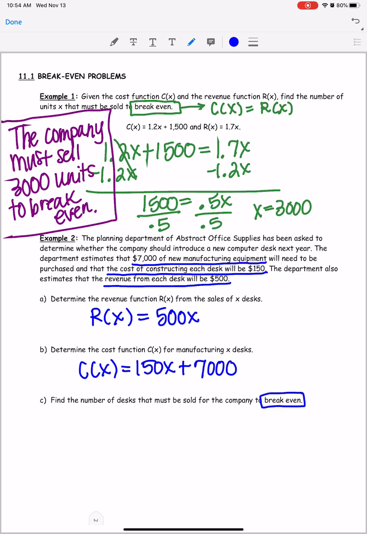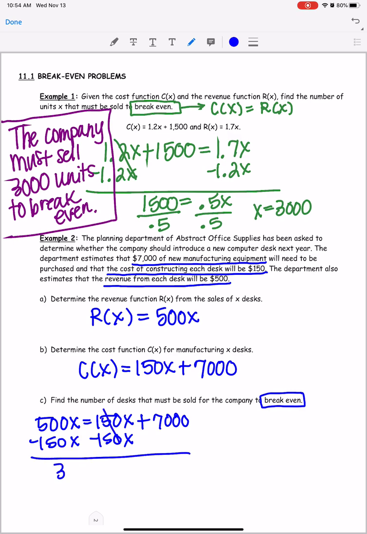That looks no better, does it? 500X equals 150X plus 7,000. So solve for X. You need to get X on the same side. So I'm going to subtract my 150X over. So I get 350X equals 7,000. Divide both sides by 350. And I get my X to be 20.